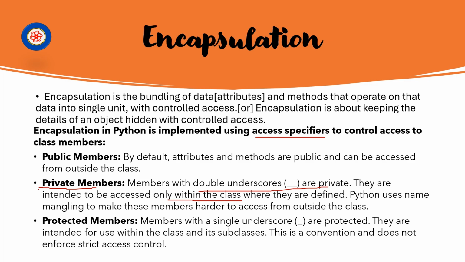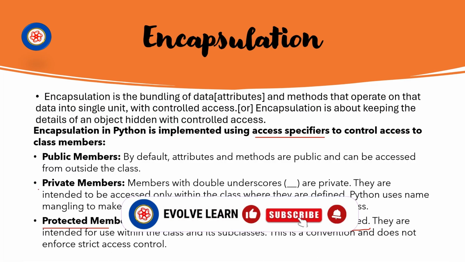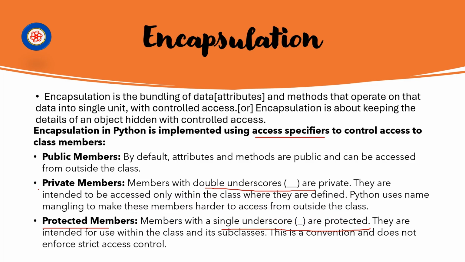Private members are useful for safeguarding sensitive data and ensuring that it cannot be modified or accessed directly from the outside class. For this, Python uses name mangling. Finally, protected members. Members with single underscore are protected, whereas double underscore are private. And don't get confused between init method and private members. Init method is not a private member.